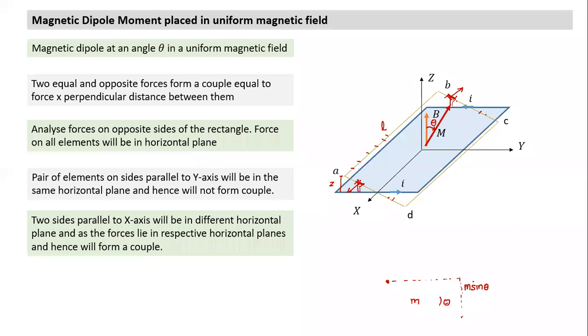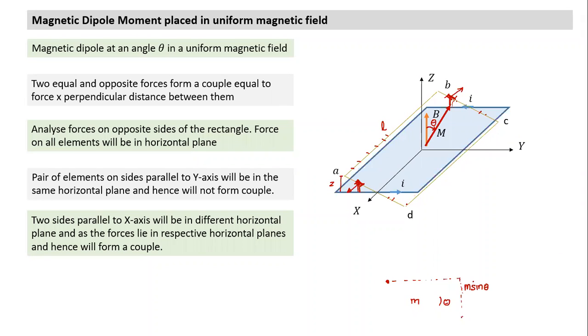In the case of AD and BC, if I take two corresponding elements, they have the same value of Z. If they have the same value of Z, the forces are acting in the same horizontal plane, but in opposite directions. If they lie in the same plane, they are not forming a couple. So the forces acting on sides AD and BC form a pair, but the perpendicular distance being 0, they don't result in a torque. Whereas the forces acting on sides AB and CD are not lying in the same plane.